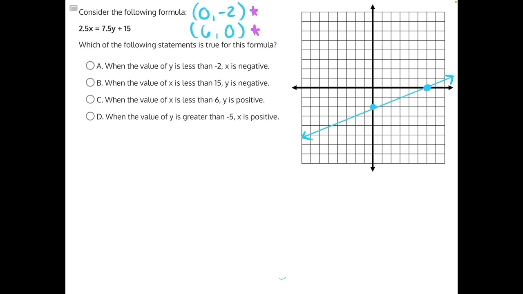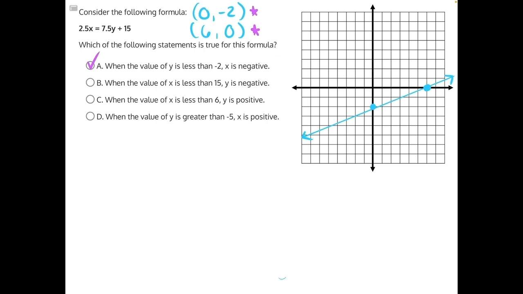A says when the value of y is less than negative 2, x is negative. If we start here at y is less than negative 2 and go in the less than direction, we would be going to the left. And we would find that all of these x values are indeed negative for this half of the graph. So answer choice A would be correct. But for the sake of the video, let's go through why B, C, and D are incorrect.